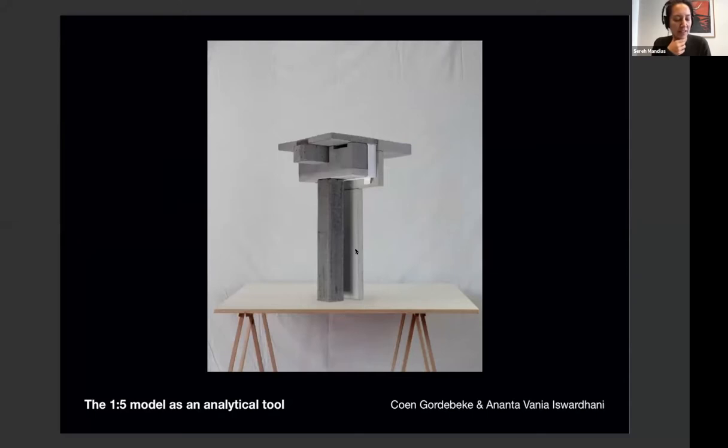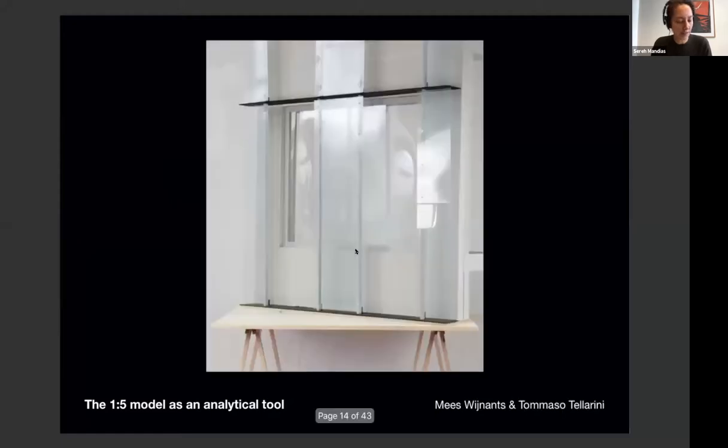The consequence of analyzing the museum by constructing 1-5 models of moments within the building meant that we came to locate the essence of the building at the scale of the fragment. In doing so, this way of working proposes the identification of the significant architectural moment as a way of analyzing what is valuable in a building.